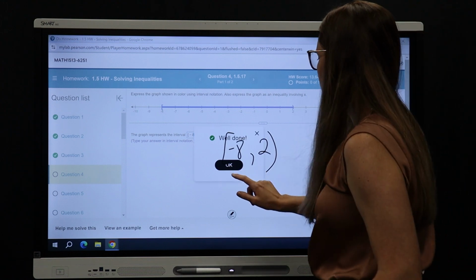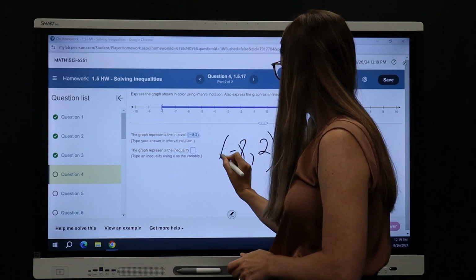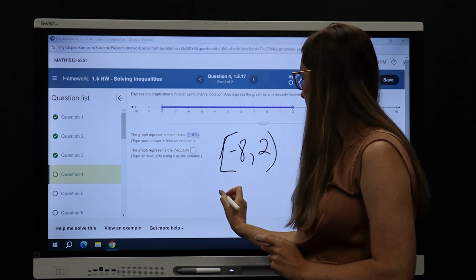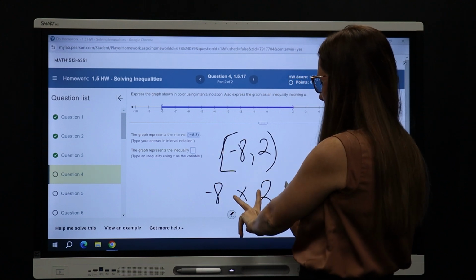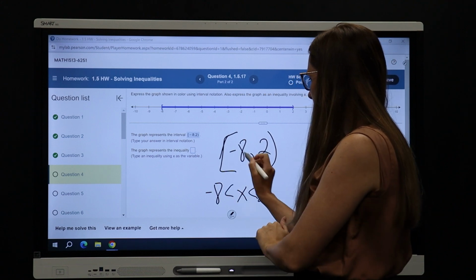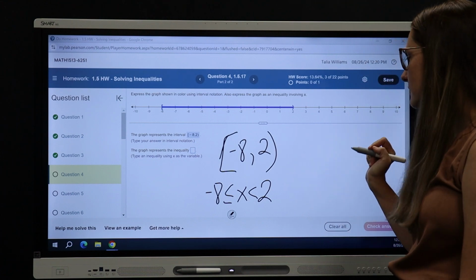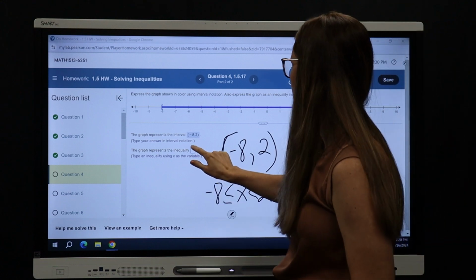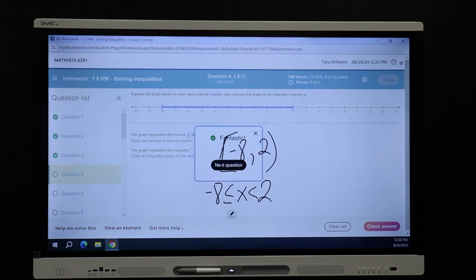Okay, next part, they're going to want this as the inequality, so I'm going to have x is between these. Whenever x is between them, they're both less thans. This one has a bracket, so it's equal to. So -8 is less than or equal to x, which is less than 2. Let me put this. Negative 8 less than or equal to x less than 2. Enter.